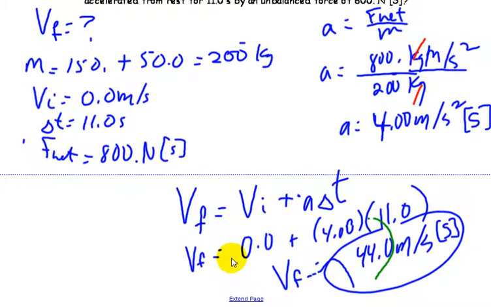And then we had a different way of rearranging that equation. If we're solving for VF, V initial plus A times delta T. So we have 0 plus 4 times 11. And we get 44.0 meters per second. And earlier it was stated that that is in the south direction.